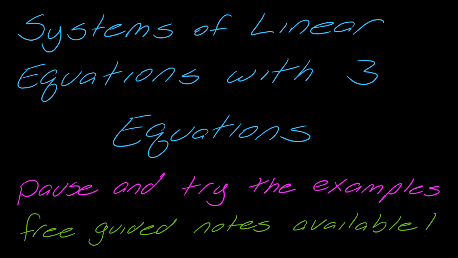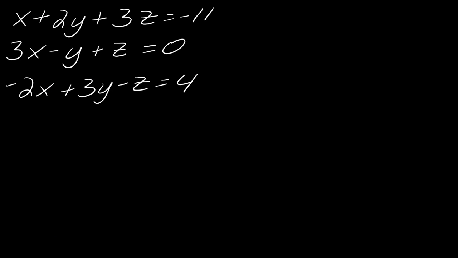So in this video, we're going to talk about systems of linear equations that have three equations. And I think it's easiest if we just jump right into an example just to show you what I'm talking about. So notice what I've got here. This is a system, but normally when we see systems, it's two equations, two variables. Here I have three equations and I have x, y, and z.